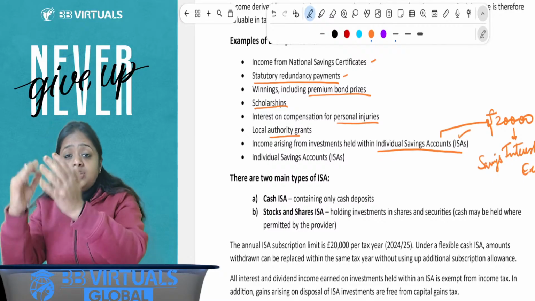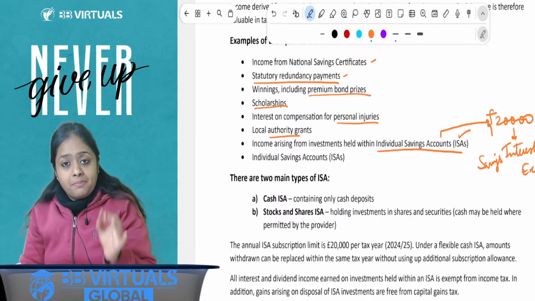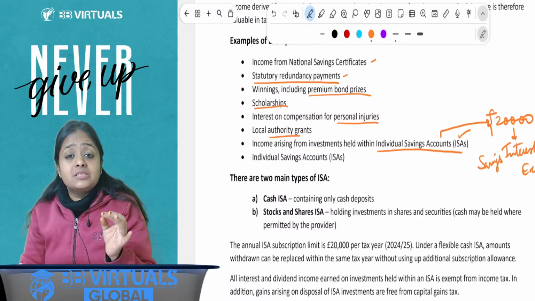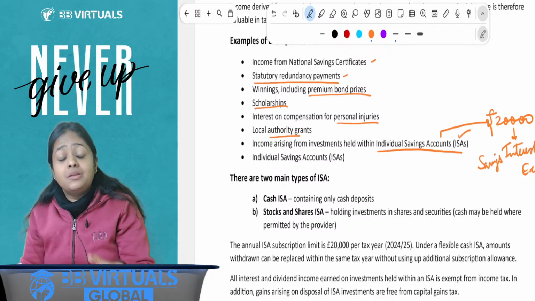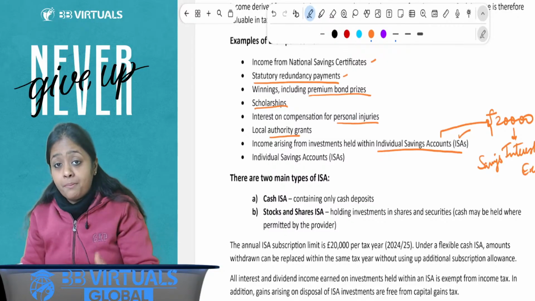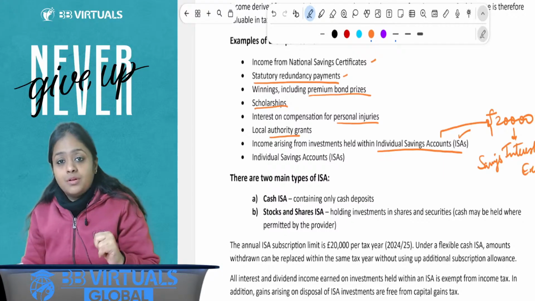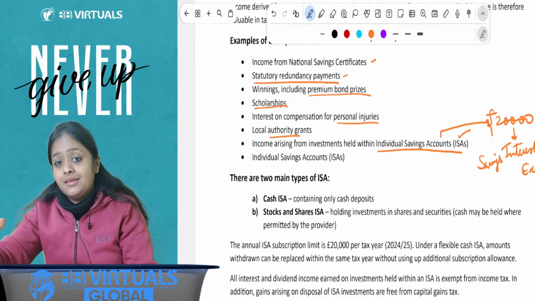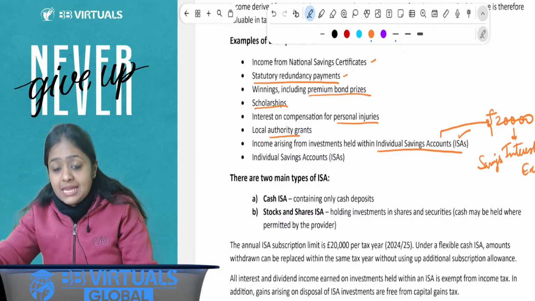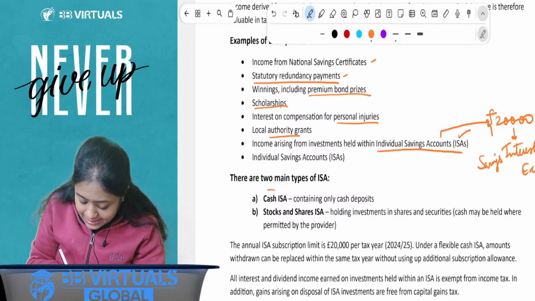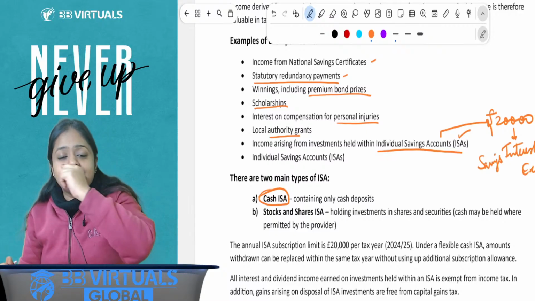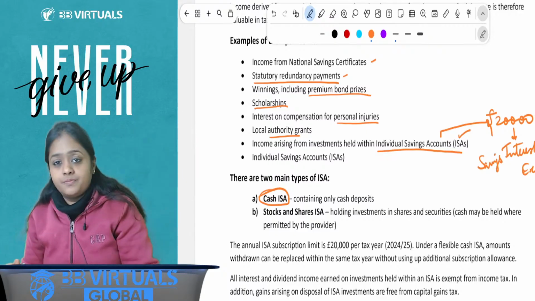Yes, year on year you can have an accumulated amount. But the maximum amount that you can invest in a year is 20,000 pounds only. And any interest that you earn on it is exempt. It is not taxable. Number one. Number two, this ISA where you are investing money is known as a cash ISA. Cash ISA means you're investing money just like in a normal savings bank account.